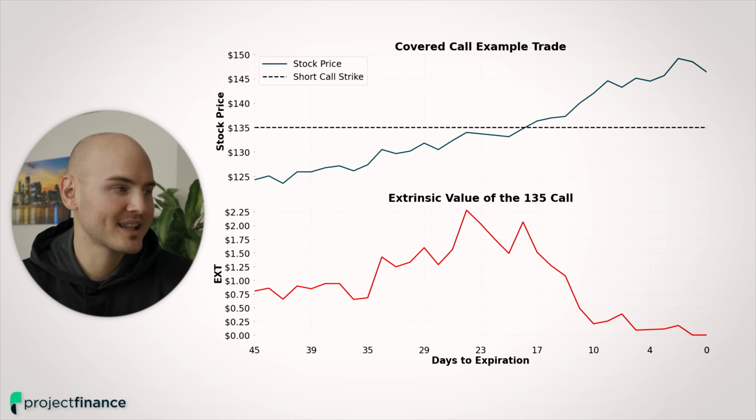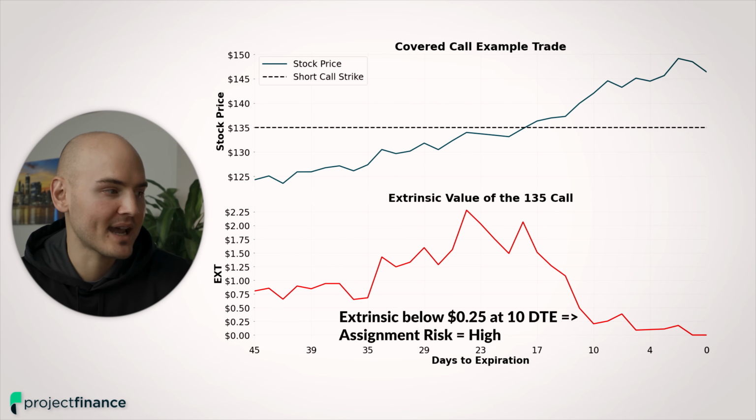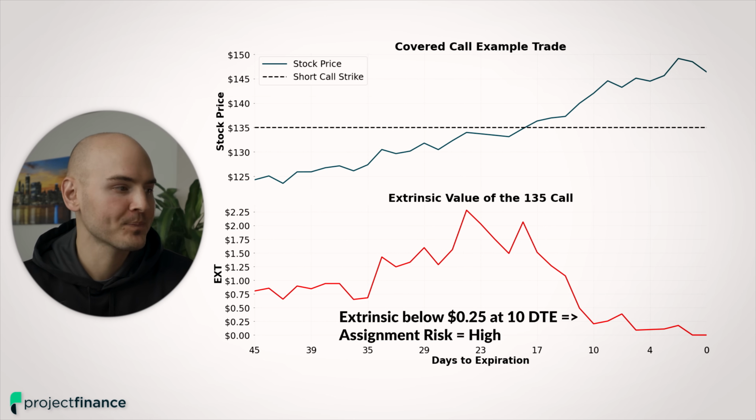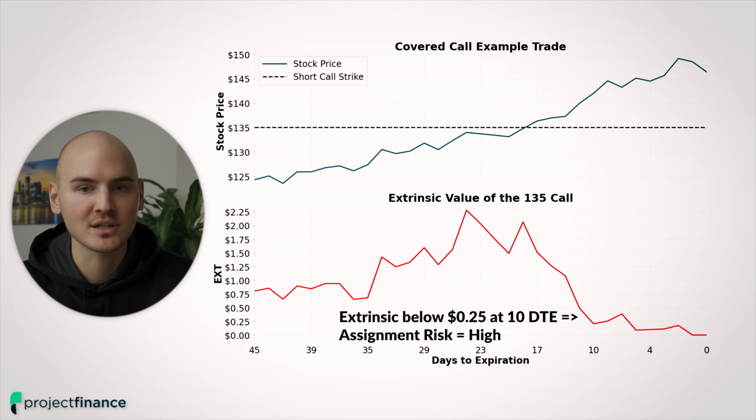If we estimate that an option is at high risk of early assignment when the option's extrinsic value falls below that threshold of 25 cents, then we would say that this short 135 call was at risk of early assignment when it had about 10 days left until expiration. And at that point in time, the stock price was around $143. And that means that the short 135 call was $8 in the money with 10 days left until expiration.